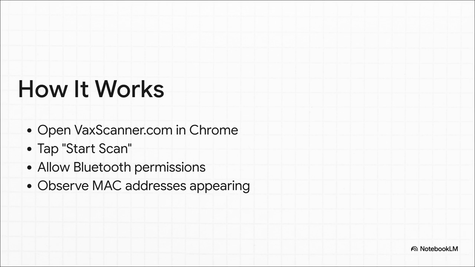And the process they describe seems pretty straightforward, actually. You just open the website, vaxscanner.com, in your Chrome browser. You tap Start Scan, give it Bluetooth permissions when it asks, and boom, your screen starts filling up with a list of what are called MAC addresses. Now, if you're not familiar, just think of a MAC address as a unique serial number for pretty much any device that can send out a wireless signal.